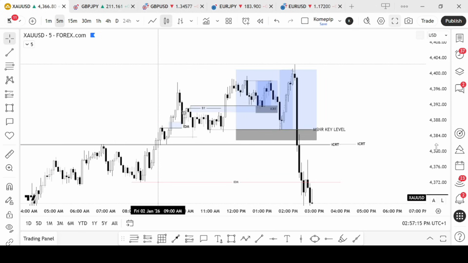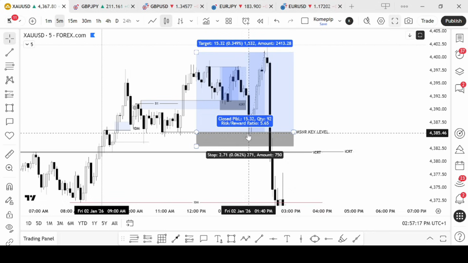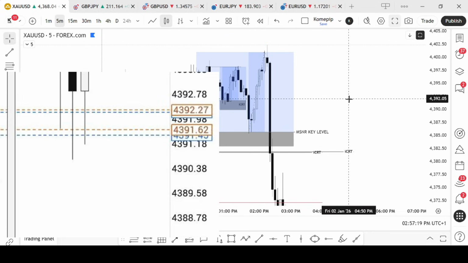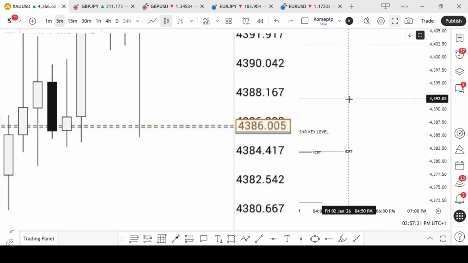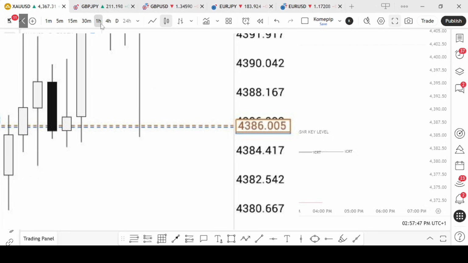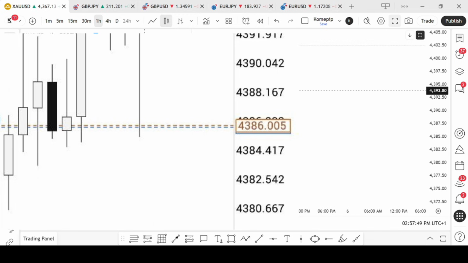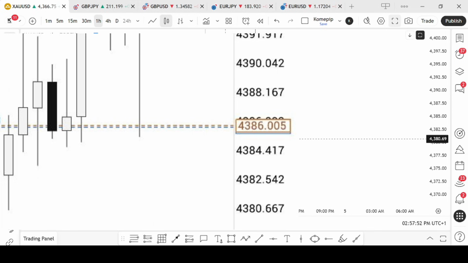Now, why did I take this other one? For those of you who will be watching this later on, this trade was posted on my free Telegram, rather on my Komepips mentorship channel, and of course I entered this particular trade. I just pointed it to them that price might likely use this zone, and of course that's what price did. And why did I enter there? It's simple. It's more like a continuation setup.